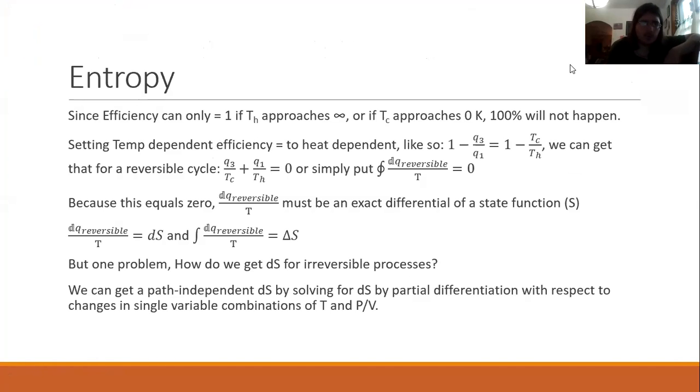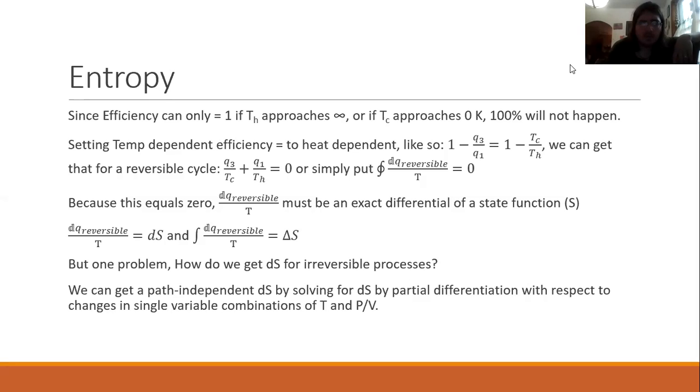Efficiency will only ever approach 100% if one of two things happens. T hot approaches infinity, such that Q3 divided by Q1 is essentially 0, or TC, the cold temperature reservoir, approaches 0 Kelvin. So 0 divided by any number is 0. If we can't have these two things happen, 100% efficiency can never happen.